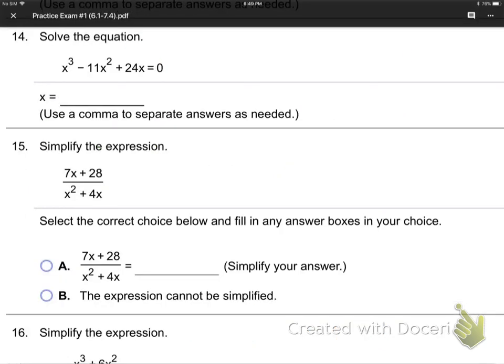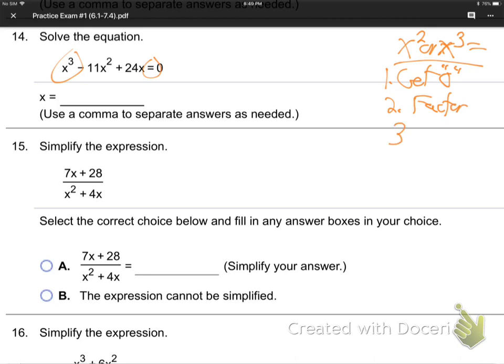So 14 with an x squared or x cubed, same kind of thing with an equal sign. So we have an equal sign and a high power. Step 1, get a 0. Step 2, factor. Step 3, each one equals 0, and solve. Same steps. Okay, here we go. So step 1, get a 0. We've already got that. Right on to step 2, factor.